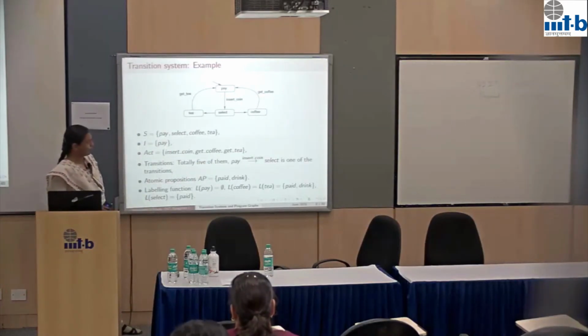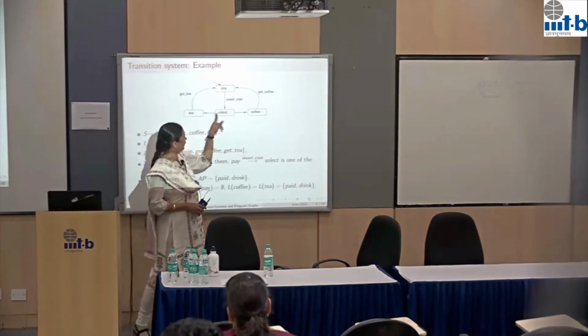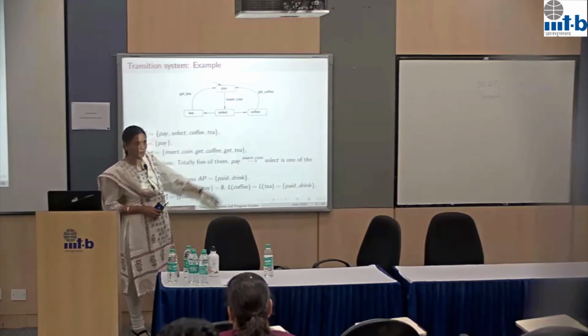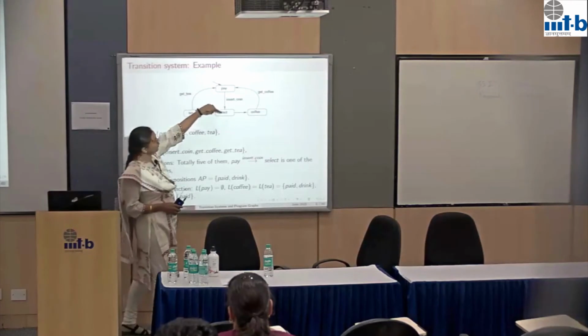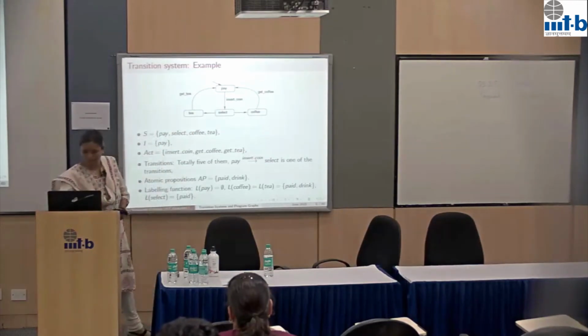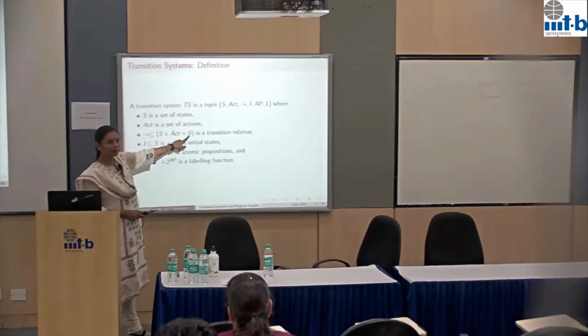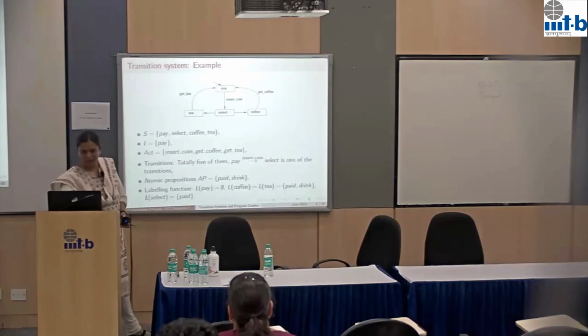It has five transitions. There's one here, one here, one here, one here, one here. These two don't have labels. That's all right. You can ignore it for now. I'll come back to it. But they basically tell you from pay, if I insert a coin, I go to select. So that's what this is. The enabling state, action, resulting state. That's the three tuple. Right?